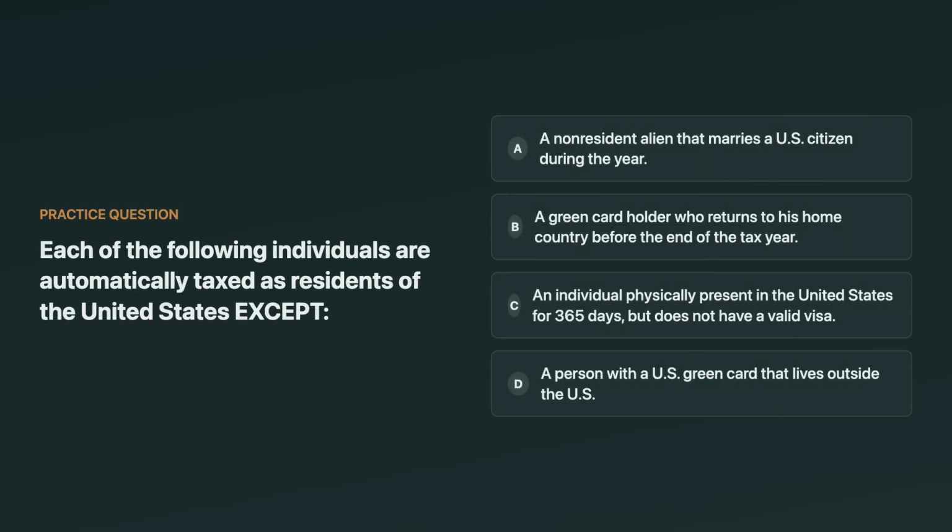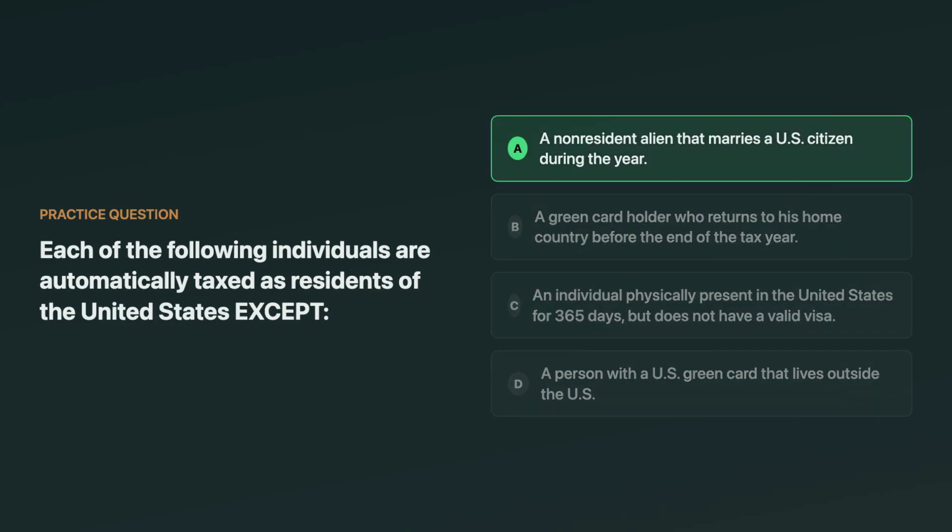Each of the following individuals are automatically taxed as U.S. residents, except one. The options include a non-resident alien who marries a U.S. citizen, a green card holder who leaves before year-end, someone present in the U.S. for 365 days without a valid visa, and a green card holder living outside the U.S. Which one is not automatically a resident? Think about it.